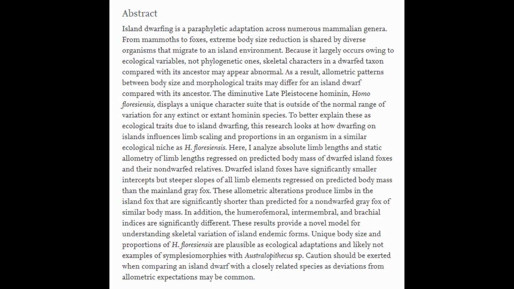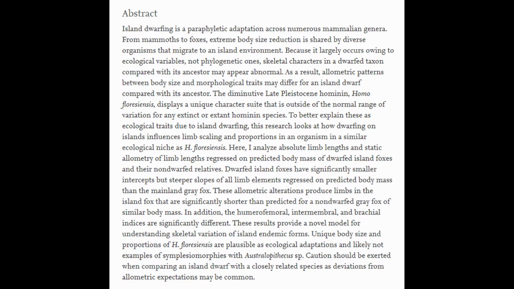Australopithecus species. Caution should be exerted when comparing an island dwarf with a closely related species, as deviations from allometric expectations may be common.